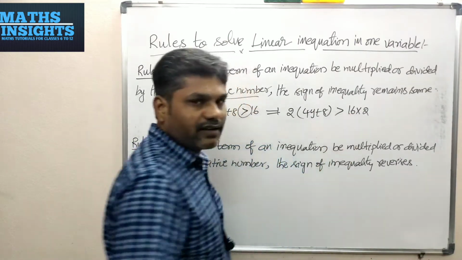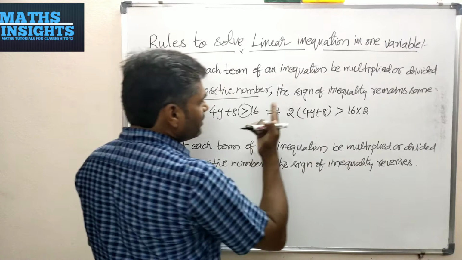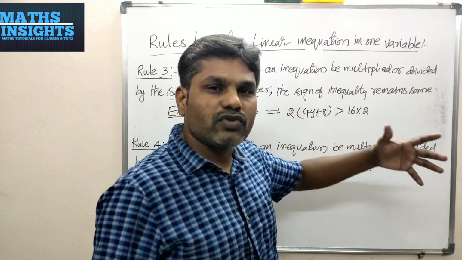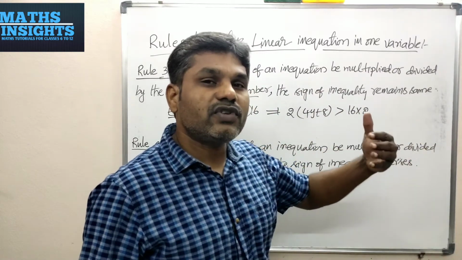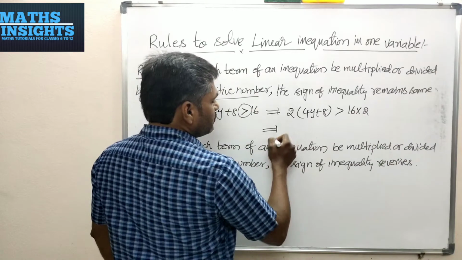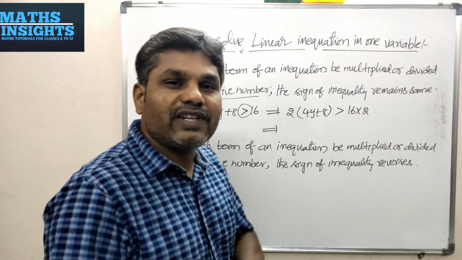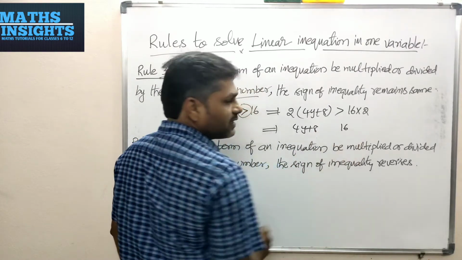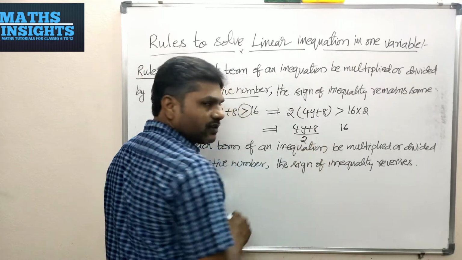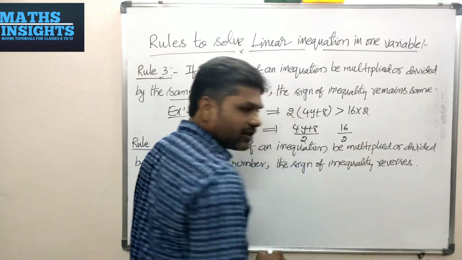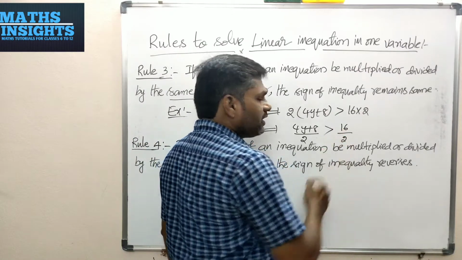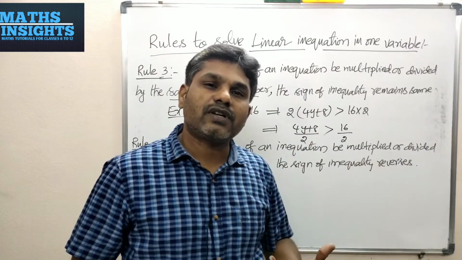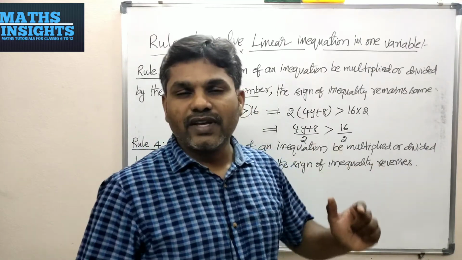It remains greater than. And if you divide the same inequation on both sides by 2, then here also the sign of inequality will not change. That means 4y plus 8, 16, I am dividing this side with 2 and also this side with 2. Then the sign of inequality will not change. Similarly, if you are operating with a positive number, then there is no problem with the sign of inequality.